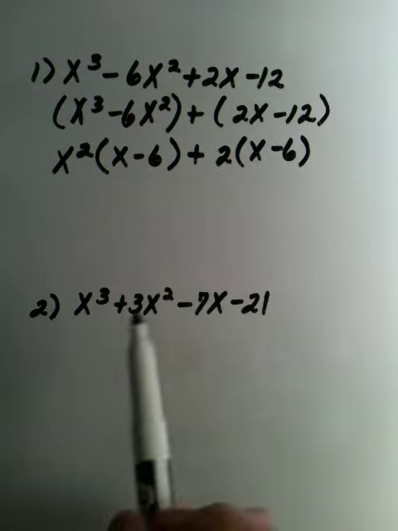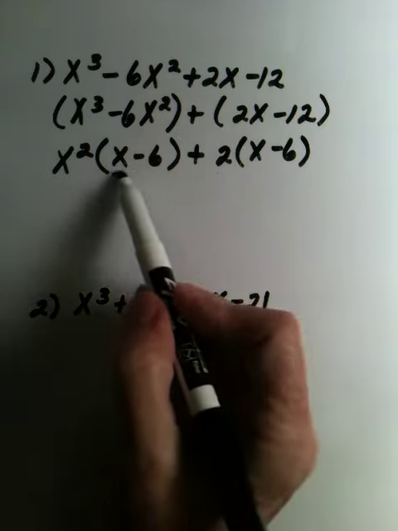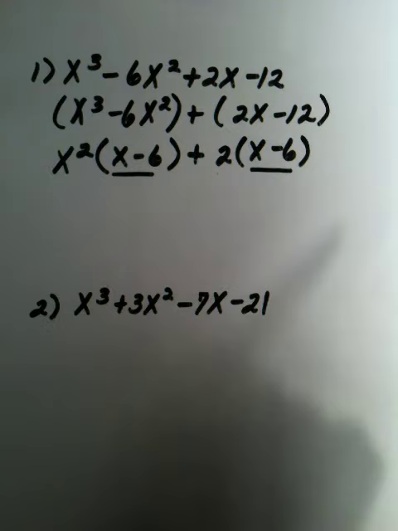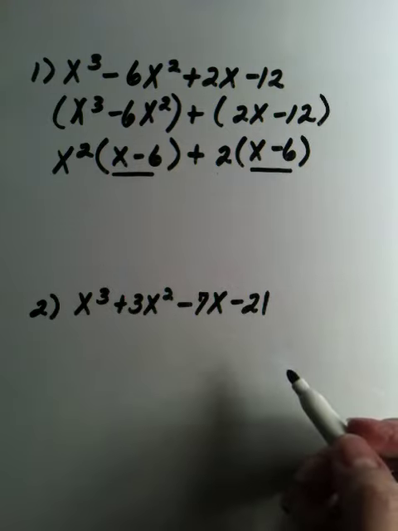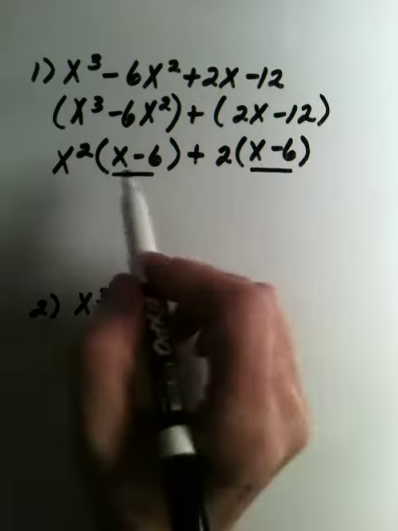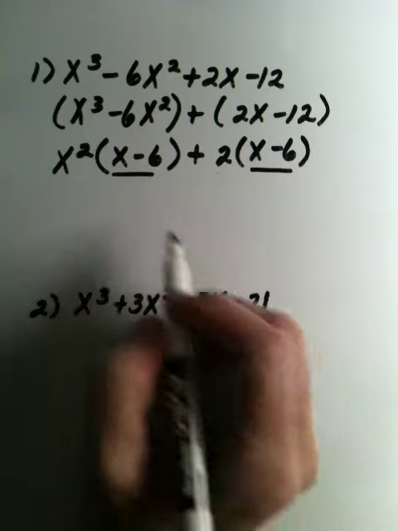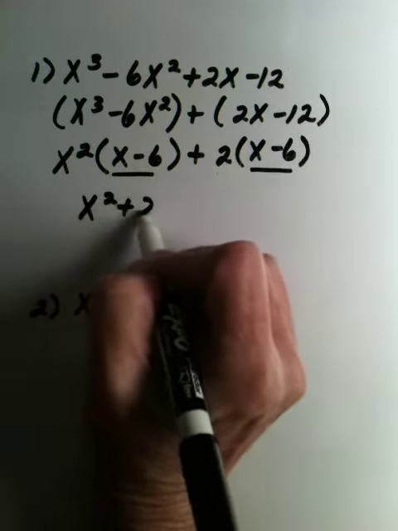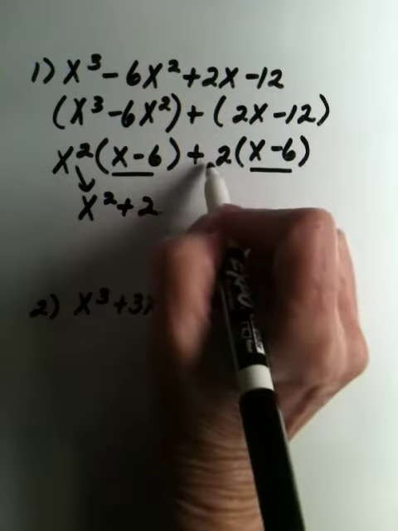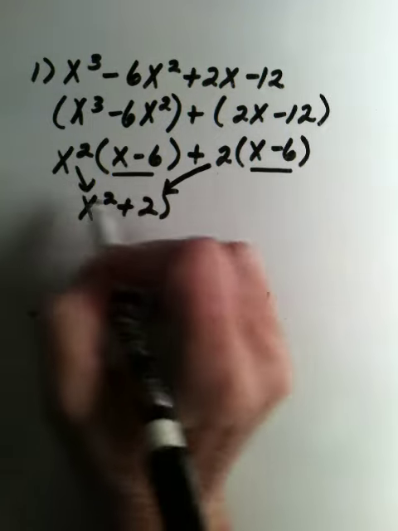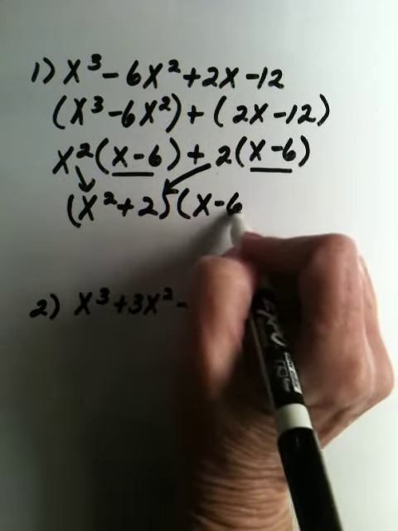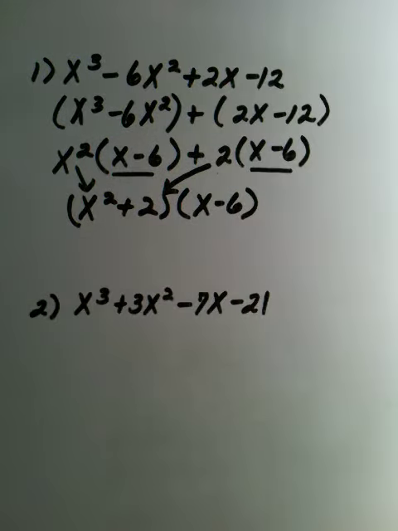When you get to this point, these two parentheses should look exactly the same. If they are exactly the same, all we have to do is rewrite our answer. Since they're both multiplied by x minus 6, we can write x squared plus 2, we take the first terms of each group, times, they're both multiplied by x minus 6. So our answer is x squared plus 2 times x minus 6.